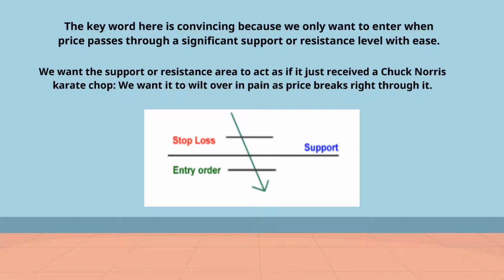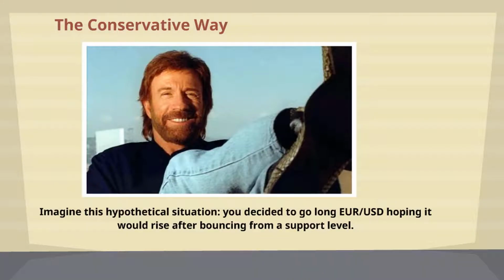We want the support or resistance area to act as if it just received a Chuck Norris karate chop. We want it to wilt over in pain as price breaks right through it. Second is the conservative way.